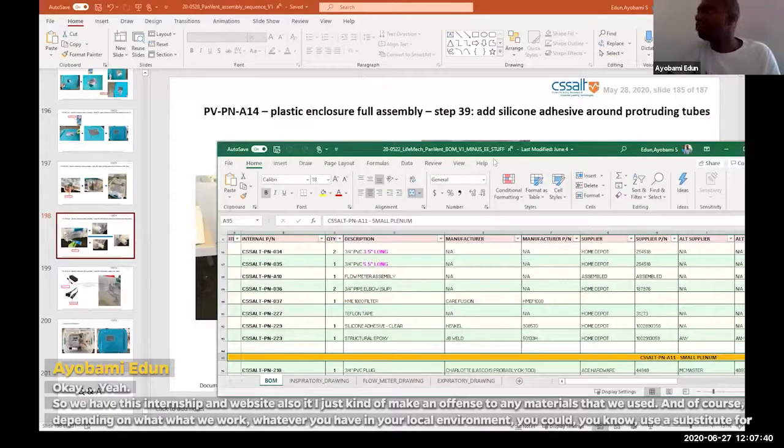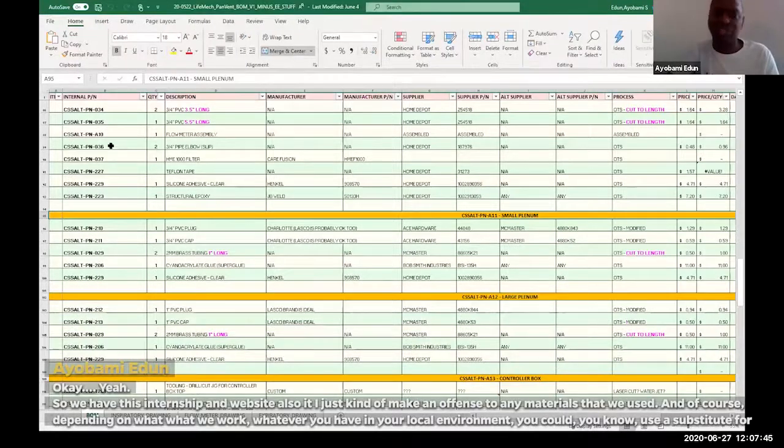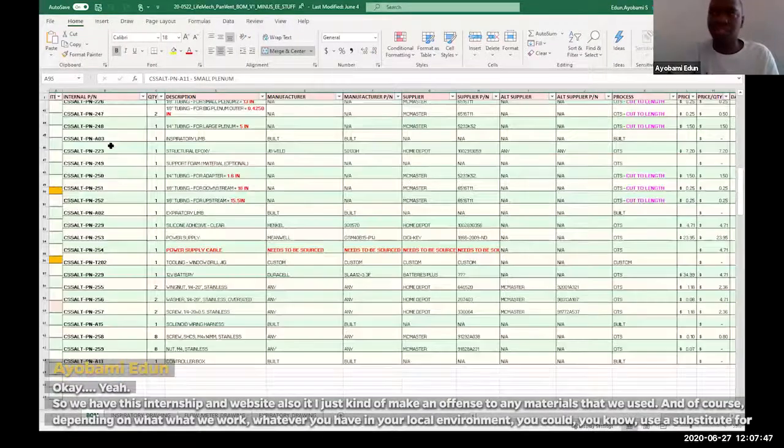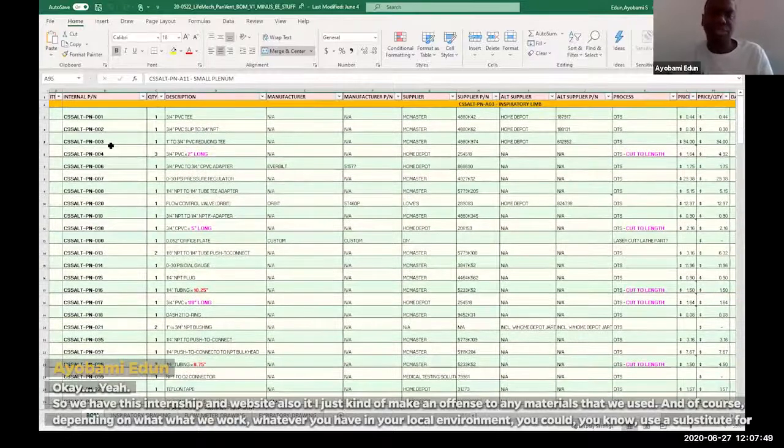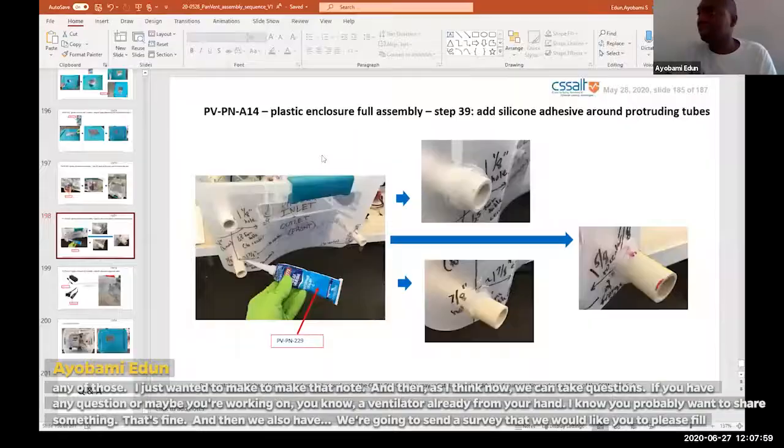Okay, yep. So we have this Excel sheet on the website also that makes reference to the materials that we used. And of course, depending on whatever you have in your local environment, you could use a substitute for any of those. I just wanted to make that note.